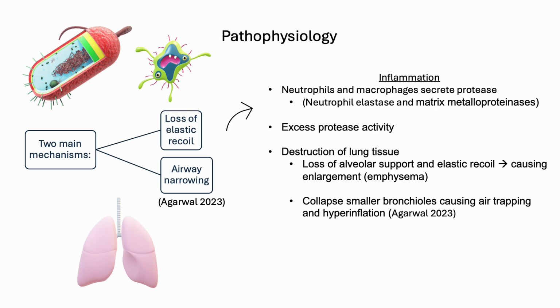This leads to less support for the alveoli, which causes the reduced elastic recoil. This also causes them to enlarge, which is the hallmark of emphysema. This also causes the small airways to collapse during inspiration due to the reduced structural support. When this takes place, air is trapped, which ultimately leads to our hyperinflation.